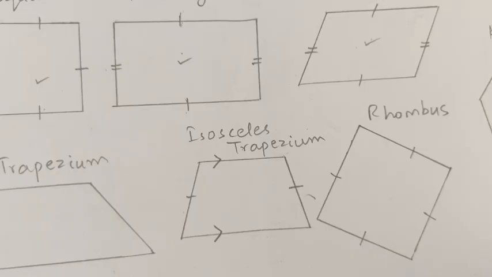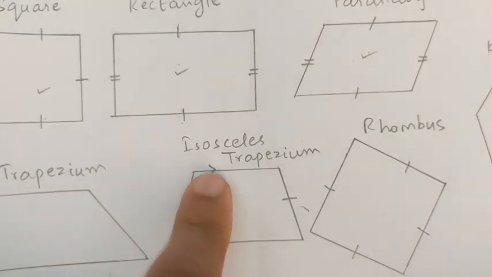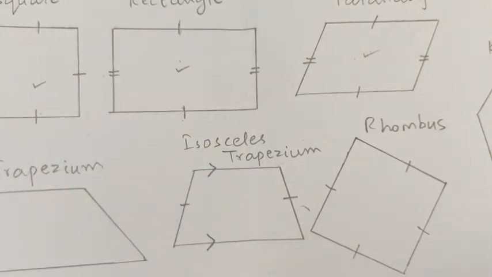Equal and parallel are two different things. Equal means equal in length. Parallel means having the same distance between the two lines. So only in the isosceles trapezium do we have one pair of parallel sides.